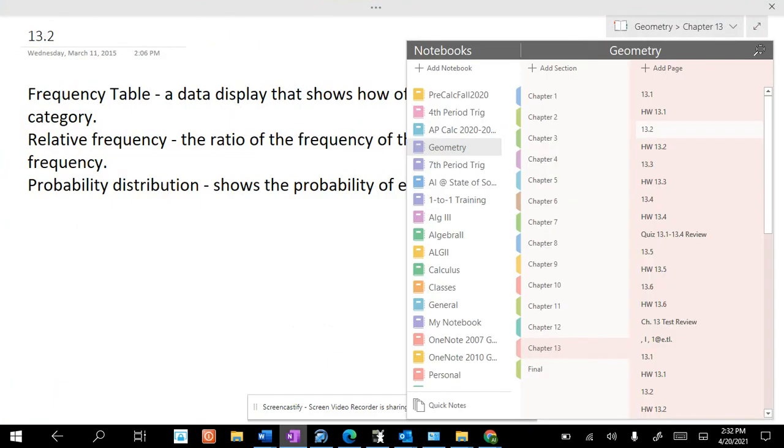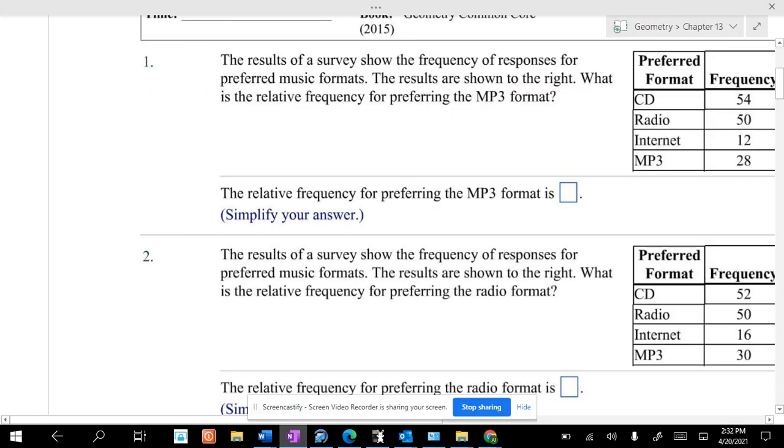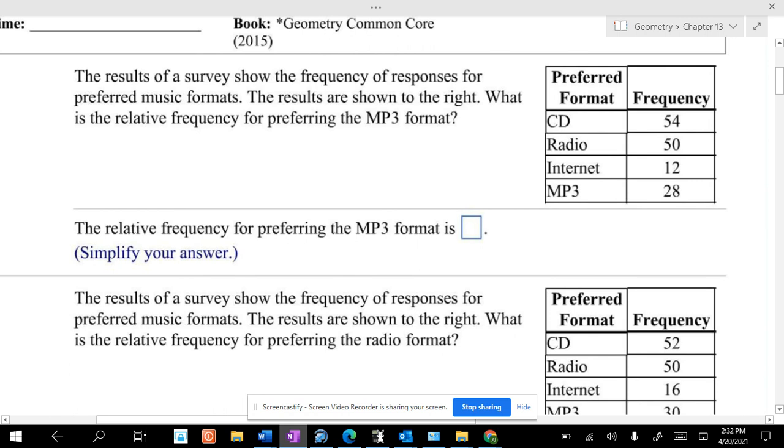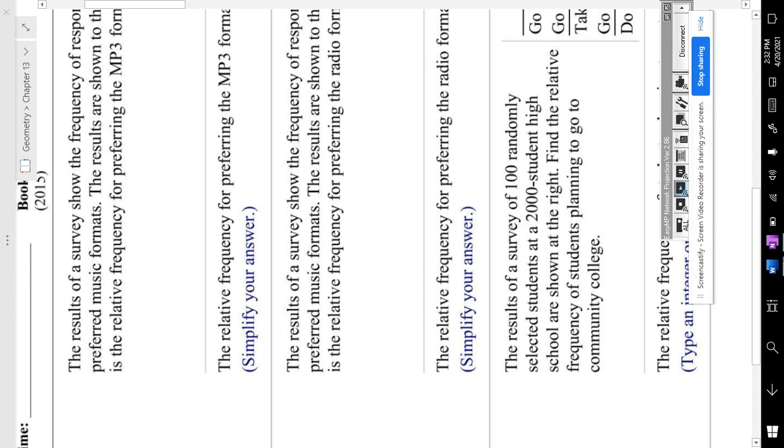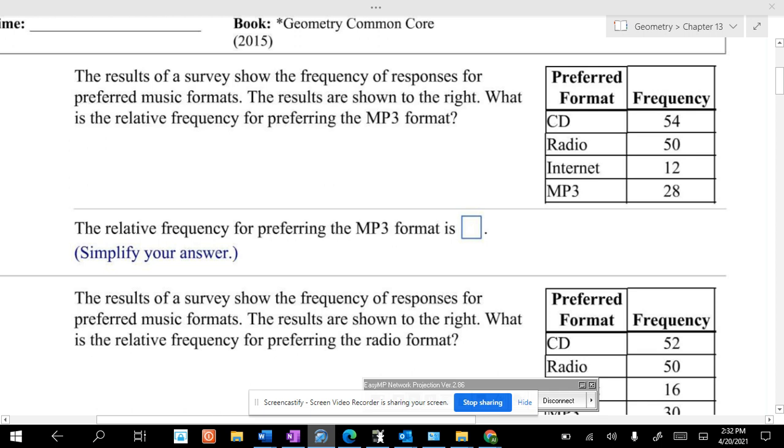Okay. So what we do is we look at the question and it says, how many people out of all these people surveyed like the MP3 format? And so what we have to do is take out our calculator and add them all up. Okay? So we take, whoops, sorry about that. Let's flip it back. 54, 50, 12, and 28.